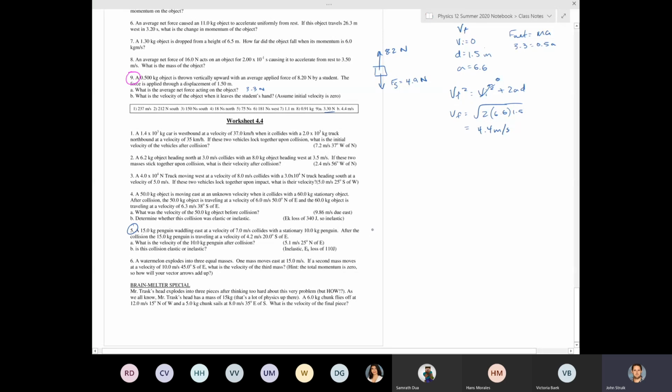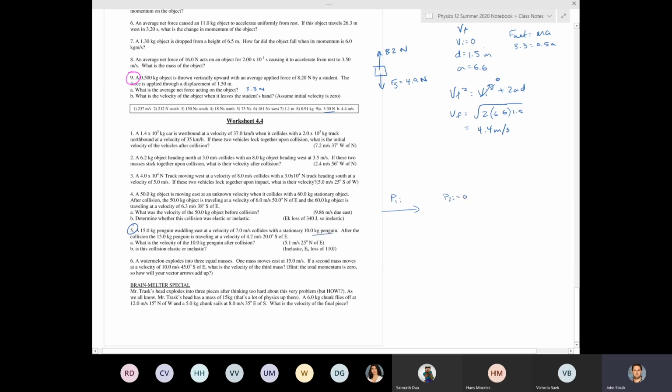Okay, so that's a very fast waddle. A 15 kilogram penguin waddling east at a velocity of 7 meters per second collides with a stationary one. So here's our P1I, the initial momentum of the penguin, and then P2I is 0 because it's a stationary penguin.